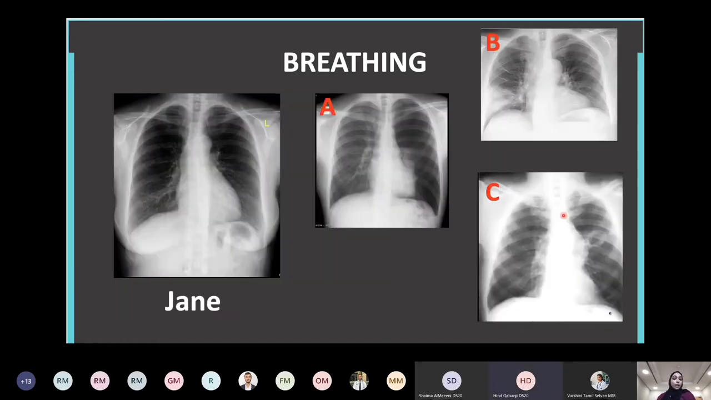Now, as always, normal versus abnormal. Here's your normal. And we'll start with A. What do you guys think is going on with A? If you don't know what's going on, at least describe what you see. If you want to write it down in the conversation box, I can read that off my phone. I'll give you guys 2 minutes tops.